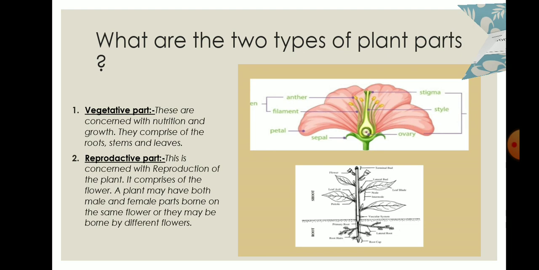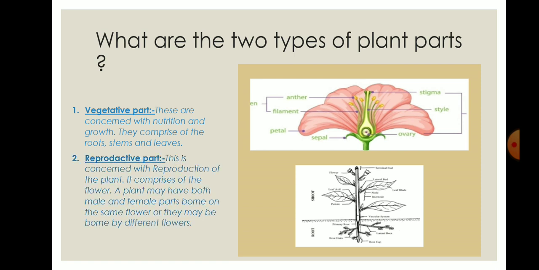So, what are the two types of plant parts? Vegetative part and reproductive part. Vegetative part: these are concerned with nutrition and growth. They comprise the roots, stems and leaves.